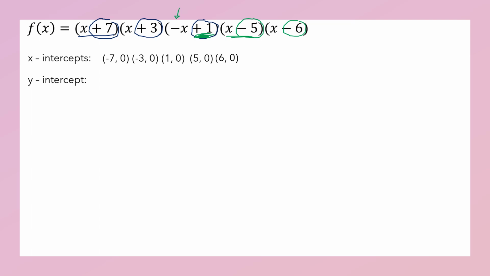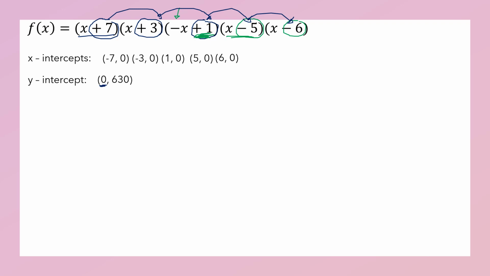For the y-intercept, again, we simply multiply all of our constants. So we have 7 times 3 times 1 times negative 5 times negative 6. And that will give us 630. Again, since we're talking about the y-intercept, the x-coordinate, or the first term from our ordered pair, is 0.